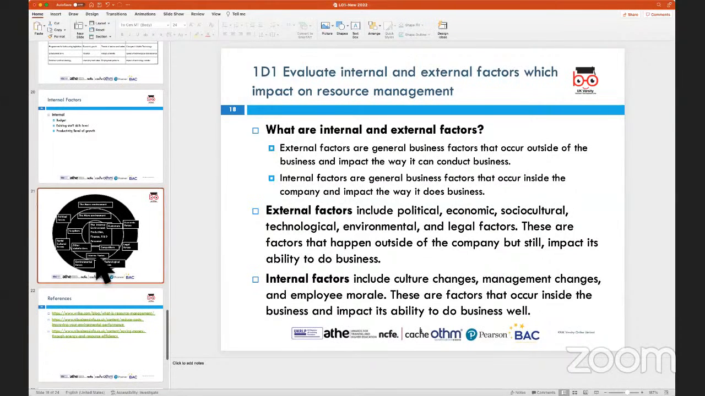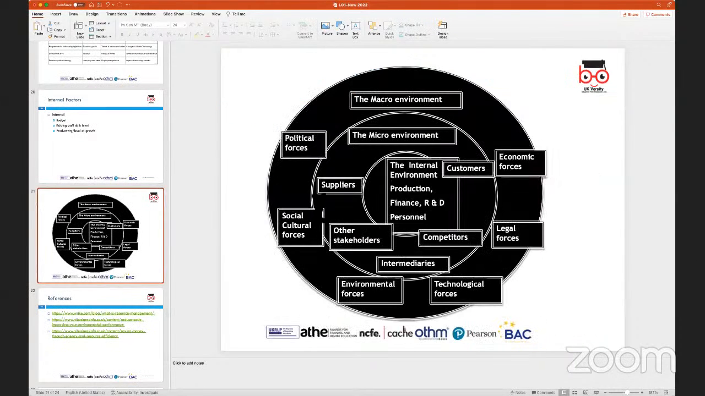Is that okay? Yeah. And this was a slide which I put together just as a perspective, visually, to see what the macro and micro environment are, internal and external factors, PESTLE factors, how they come in, and what could be the internal factors or internal environment which could affect the business.